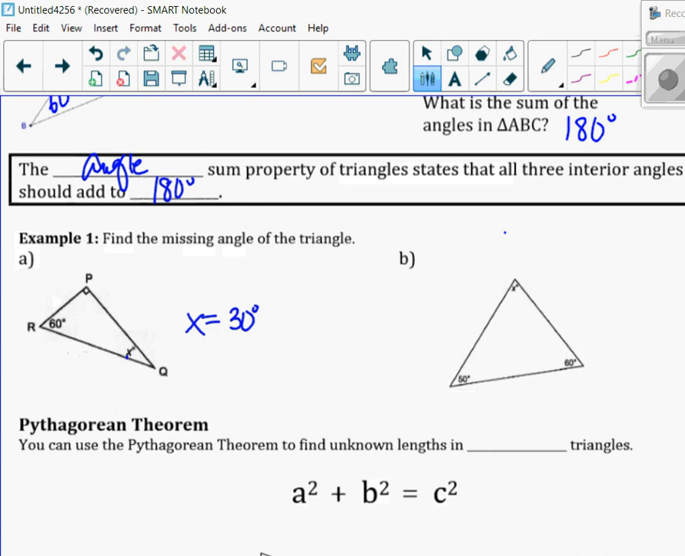And how about this one? This one's 50 and 60. Yes, so x equals 70 degrees.